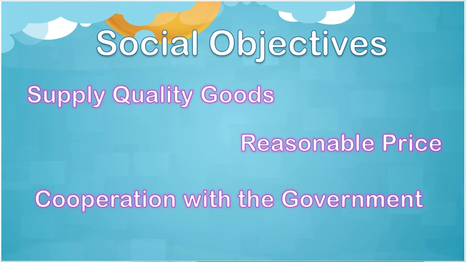Then cooperation with the government, like paying taxes, then meeting all the obligations required by the regulatory authorities, etc. So these are the different objectives that we have discussed, and these objectives have to be attained by a business organization to be successful in the competitive market.